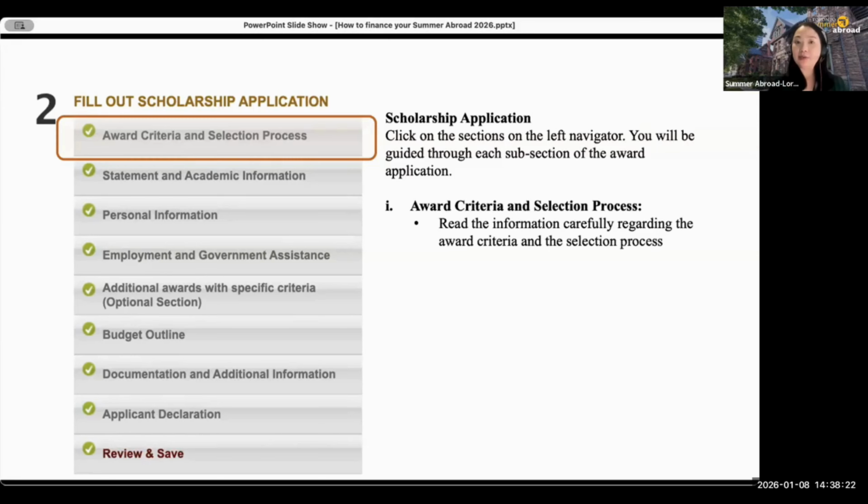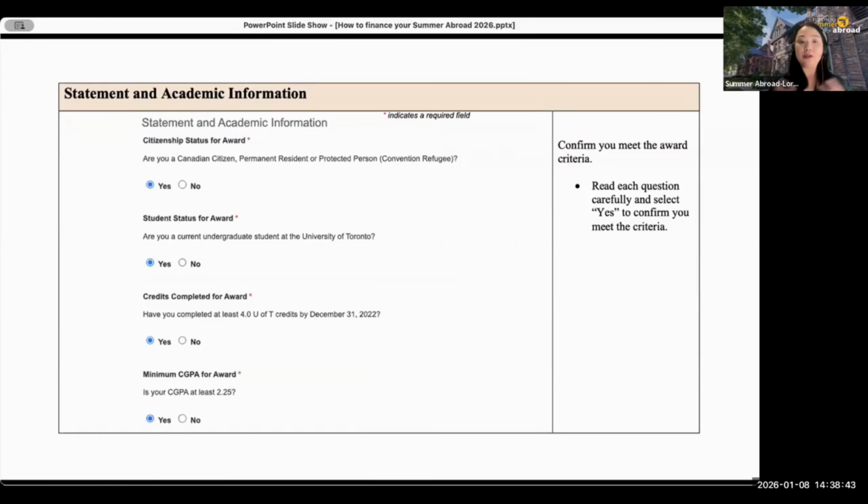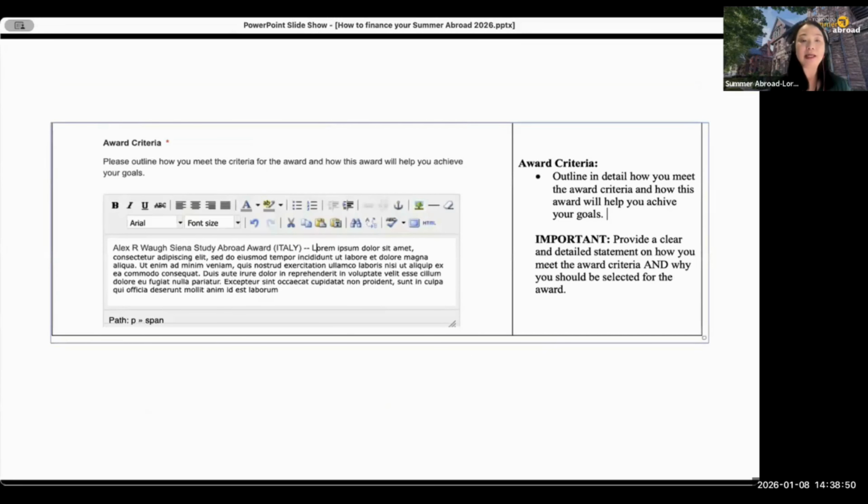So how does the award application work? Well, it's going to be integrated with your Summer Abroad application, and the sections are quite straightforward. The first part is just going to outline the award criteria and the selection process so you understand what the different awards mean. So remember to keep clicking on the navigation, and the details open up for you. This is a screenshot of what your statement and academic information section looks like, so you can review it in detail. There's going to be a section that's going to ask, how do you meet the criteria of the award? So do pay attention to this.